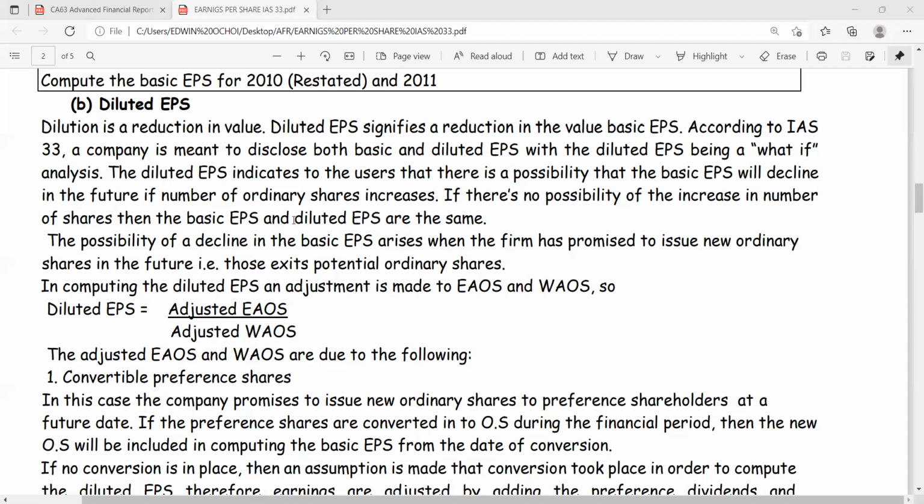I want to stop there. Go and read more about diluted. That is just understanding what I've been talking about. What are these potential securities? What is this what-if analysis I'm talking about? So that when we meet on our normal revision sessions tomorrow, we do two questions on both basic and diluted, consisting of bonus, share split, reverse split, and rights issue.